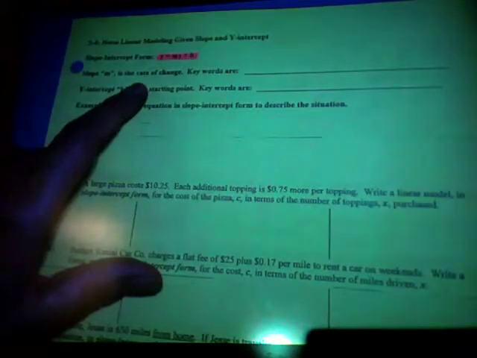How fast does the car go? 100 miles per hour. 45 to 50.